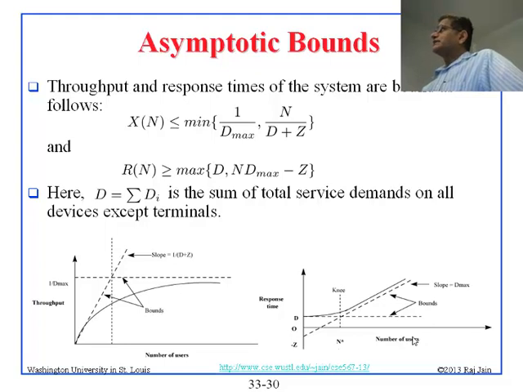And similarly, the response time has to be more than capital D. Capital D is the sum of all the Di's. So this is the response time, the horizontal line. And N times D max minus Z, this is this line at an angle. And so response time cannot be less than those two lines. And the knee is at the point where these two lines meet, and that point would be exactly the same as that knee on the throughput. So you can calculate the knee by either of the two, set this equal to that or set this equal to that.